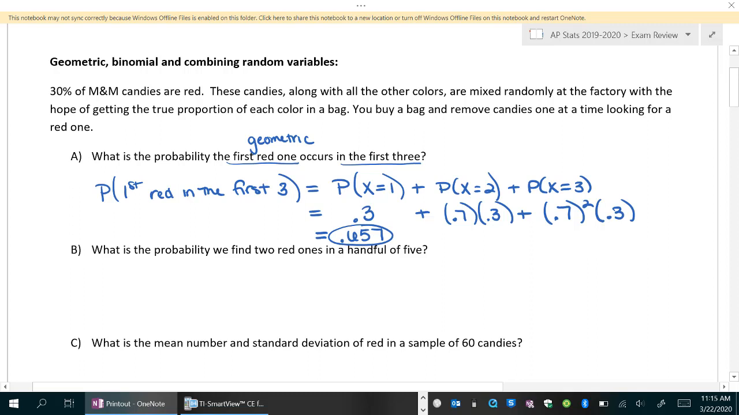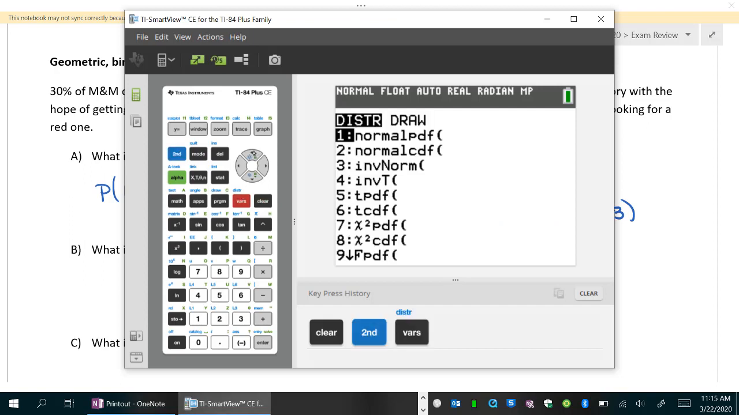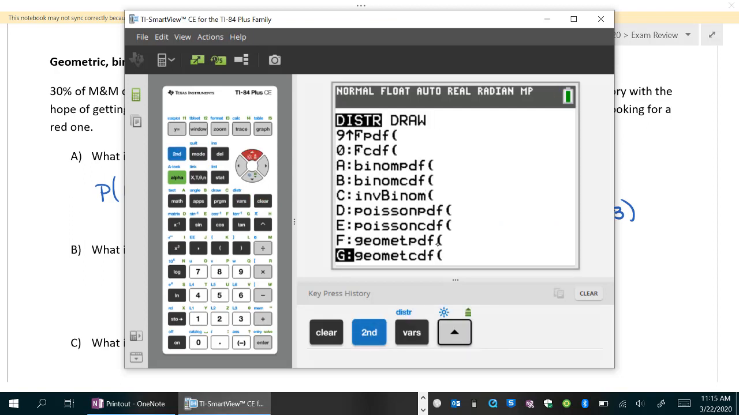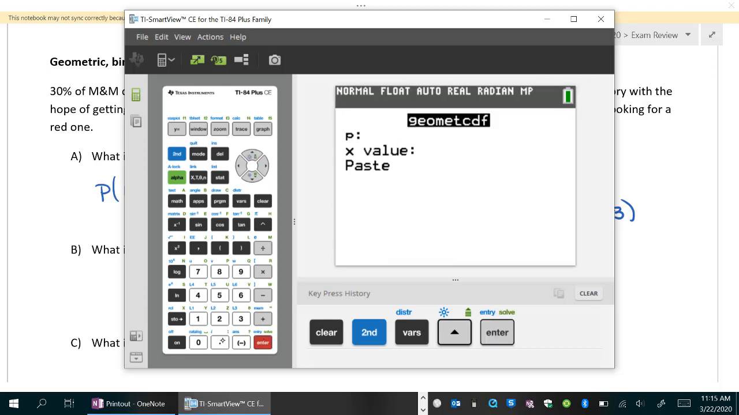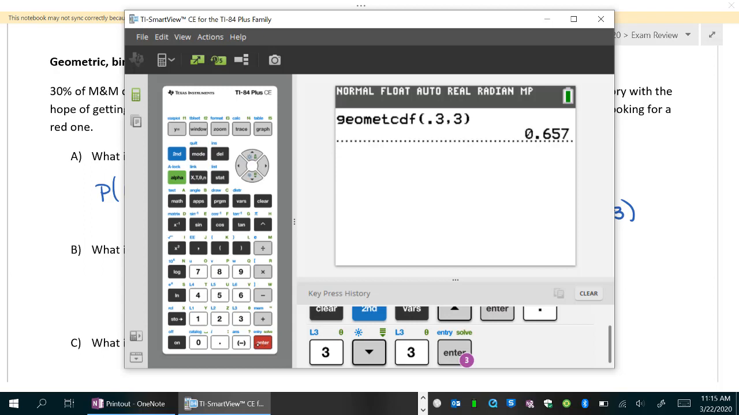Now, just a reminder on your calculator, in order to do this, you would go to second vars. At the very bottom, we have geometric PDF and CDF. Because this is cumulative, the third, second, or first, I would choose CDF. So the probability of success was 0.3. My x value is 3 because I want the probability it happens on the third or before. And again, we get 0.657.